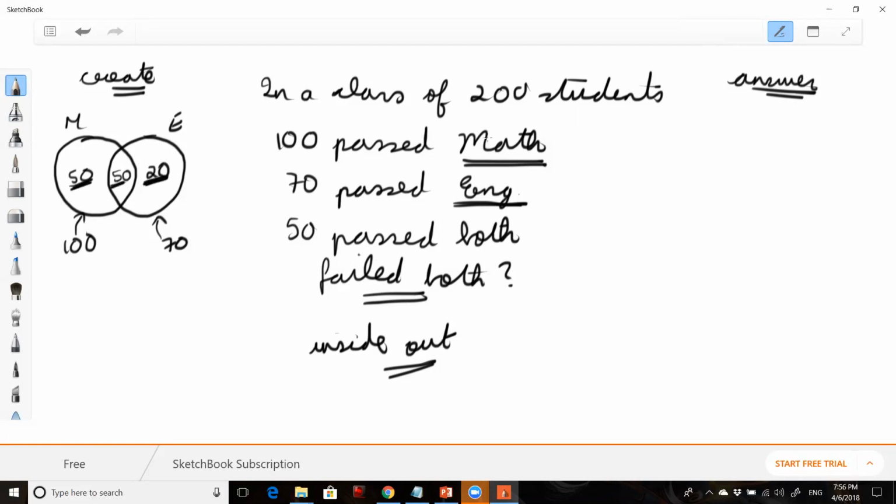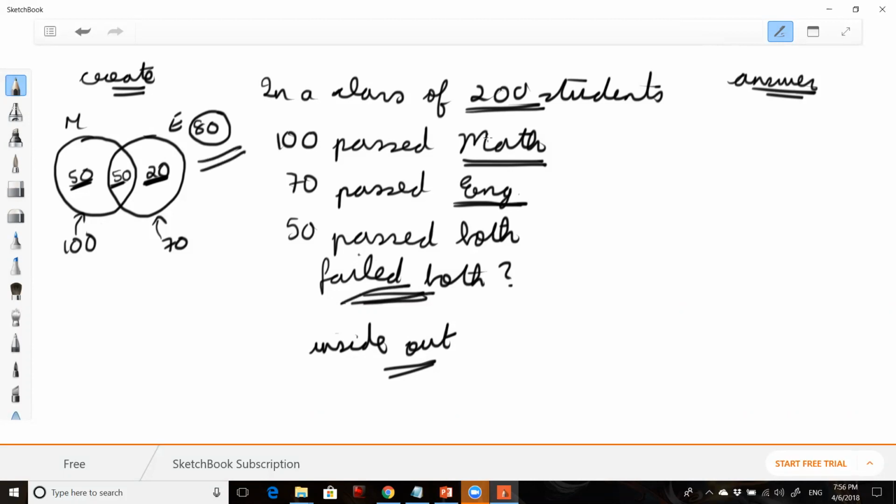So now I've got this region as 50, this region as 50, this region as 20. So totally the number of students in the circles is 50 plus 50, 100. 100 plus 20 is 120. So 120 students are taken care of in the circles. I have a total of 200 students. So I need 80 students who are outside. And the question asks me how many have failed both subjects, right? And this is what I need to answer.